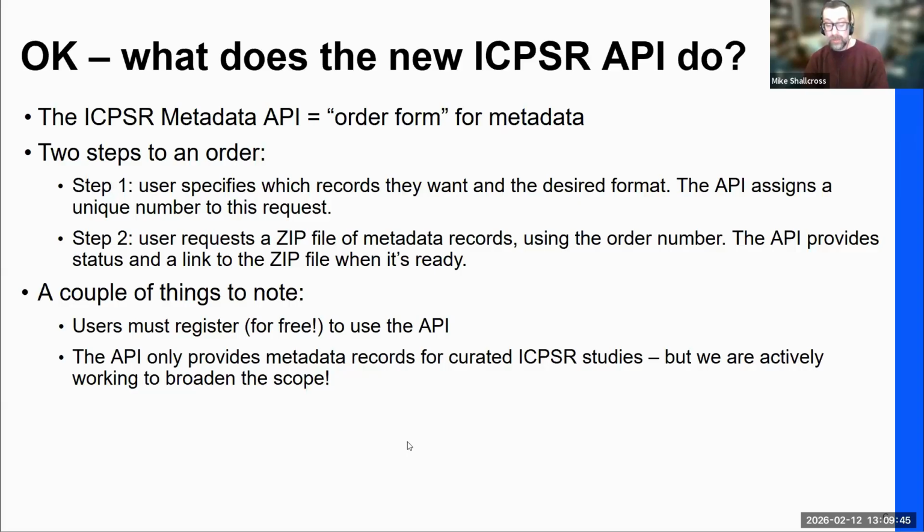Two key things to note at this point are: 1, users must register, but for free, to use the API so that ICPSR can prevent malicious actors from overwhelming our system. And 2, the API only provides metadata records for curated ICPSR studies at present. So currently, no self-deposited data in Open ICPSR is available through the metadata export API. However, we are actively working to broaden the scope to include all of our studies.